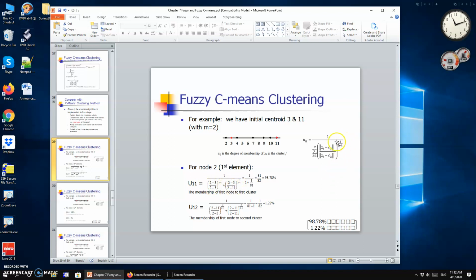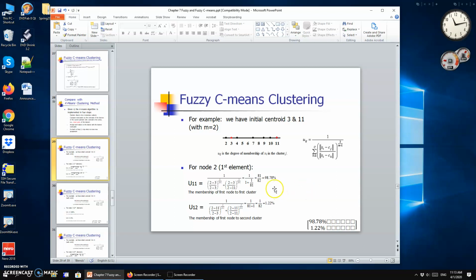You can see that there is a little bit of a power over here. By default, we usually set m equals 2. So it's going to be 2 divided by 2 minus 1, which still gives you the value of 2. So you basically square the whole values that you want to sum up, and then you can see that this is the result that we will be able to get. So it will be 1 divided by 1 plus 1 divided by 81, equals 81 divided by 82, which indicates that node 2 belongs to the first cluster with 98.78%. And therefore, you can see that we have this value over here. So that's how we can generate the U11 for the first item.